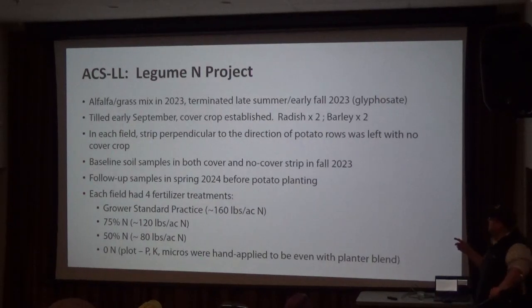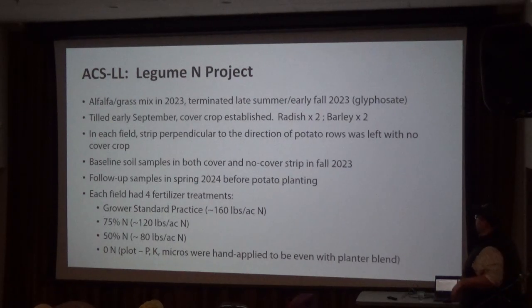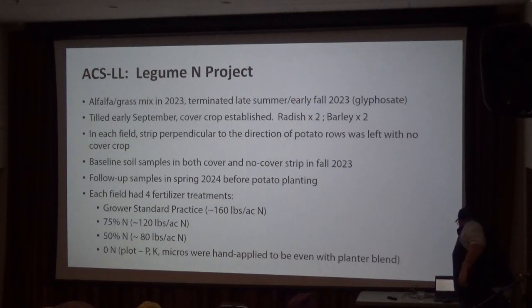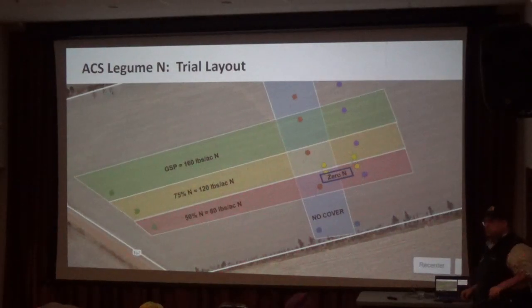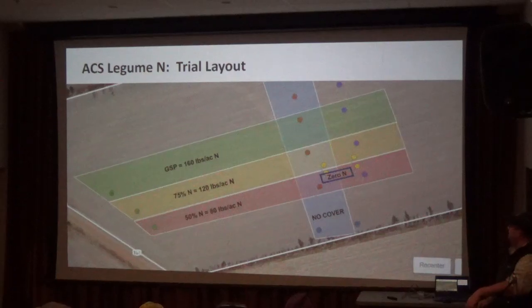We did baseline samples in all the fields before the covers went in, and then we did follow-up samples again this spring before potato planting. And then each field had four fertilizer treatments. Most of the field was at the grower standard practice, which in most of the fields was around 160 pounds of nitrogen. And then we had a 75% rate and a 50% rate.